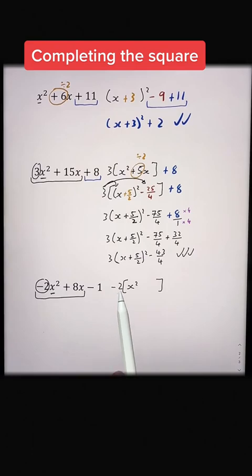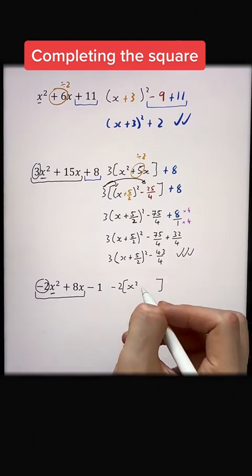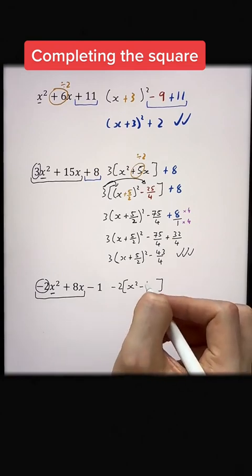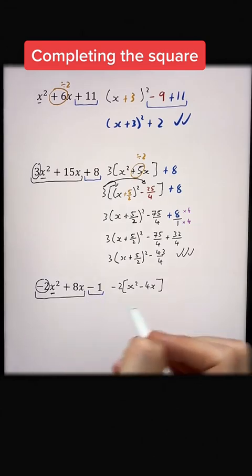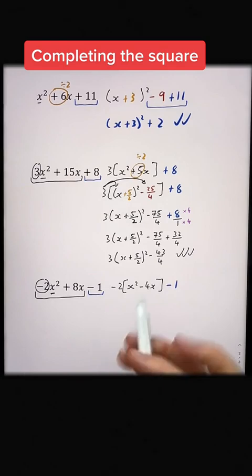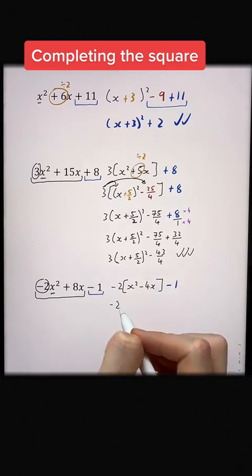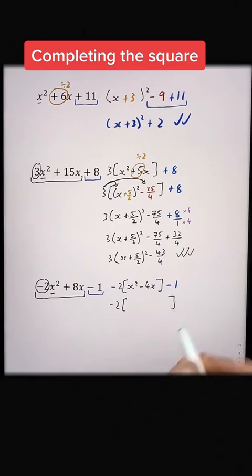And what do I times negative 2 to get back to positive 8x? Well, I know a negative times negative is a positive. So negative 2 times negative 4x. And I'll leave the number term, in this case negative 1, on the end. Leaving negative 2 outside my square bracket, I'm now going to complete the square for what's inside.